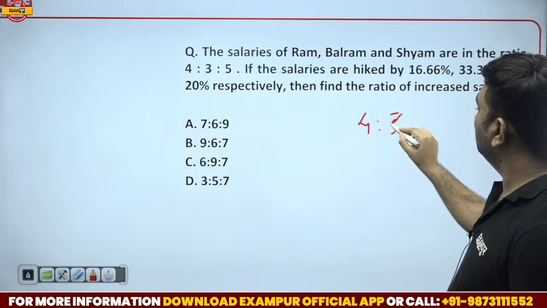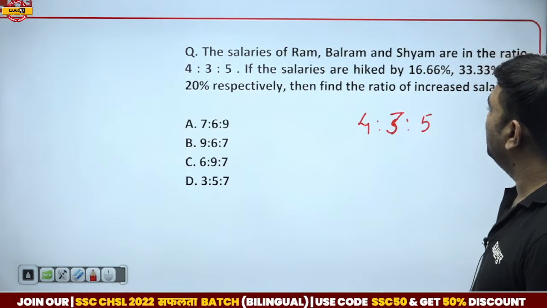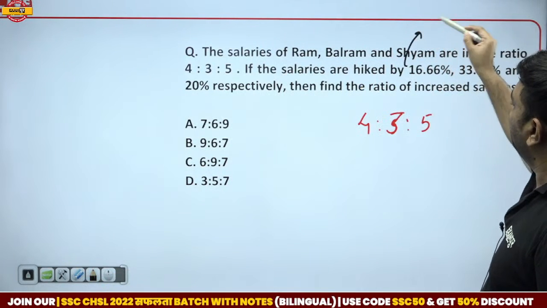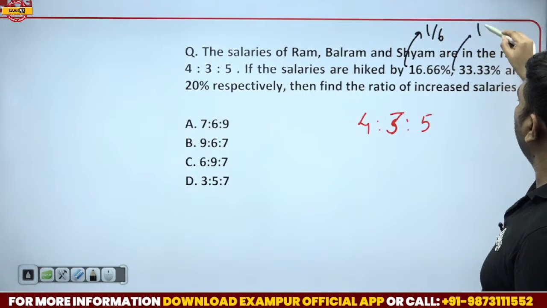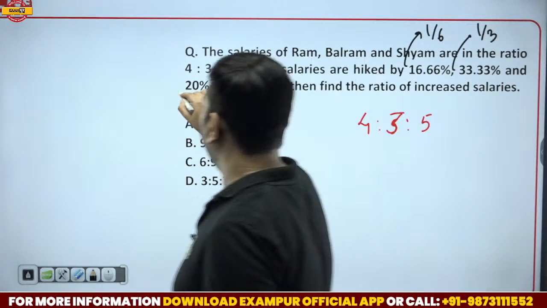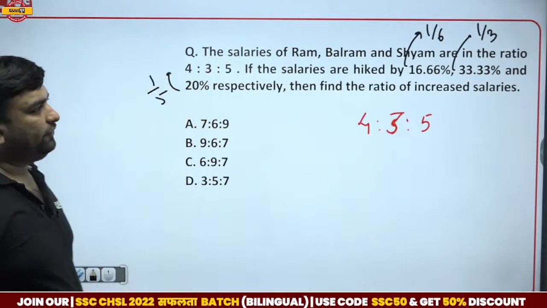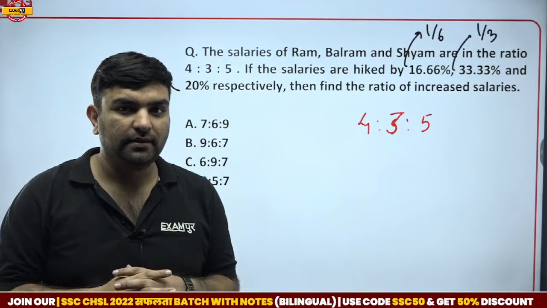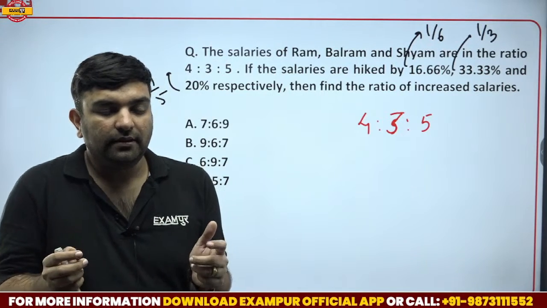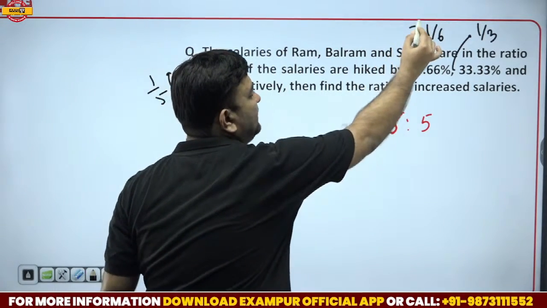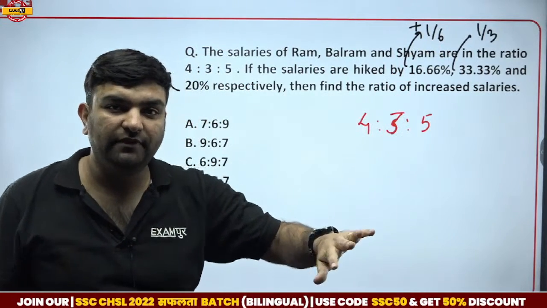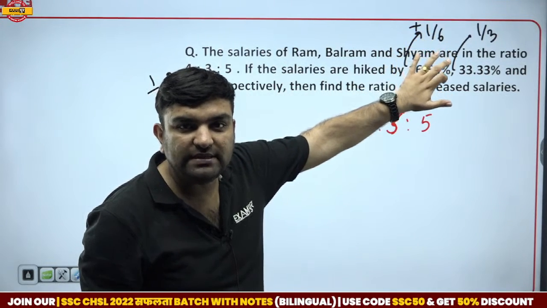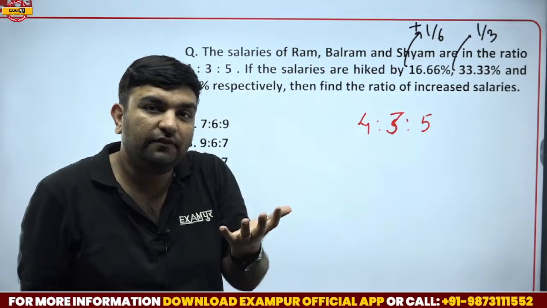4, 3, 5. Salaries hiked by 1 by 6, 1 by 3, and 1 by 5. If something is hiked by 1 by 6, can I interpret it as it has become 7 by 6 of the previous value?